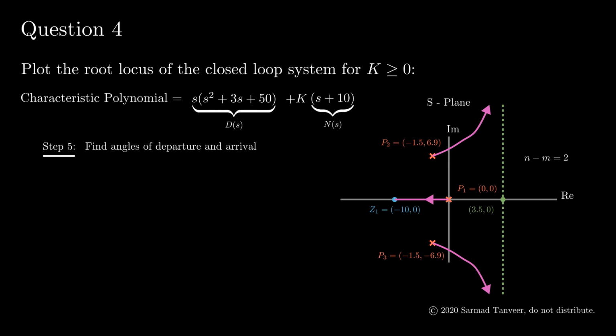Now, before tackling the next question, it is important to mention what a root locus plot represents. A root locus plot is meant to show how the location of the closed loop poles of a system change as the value of k is changed.